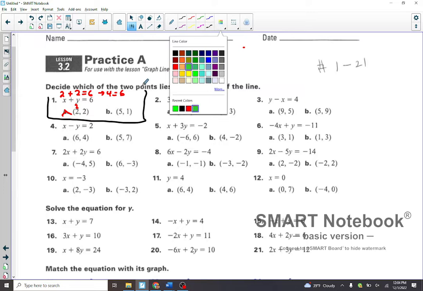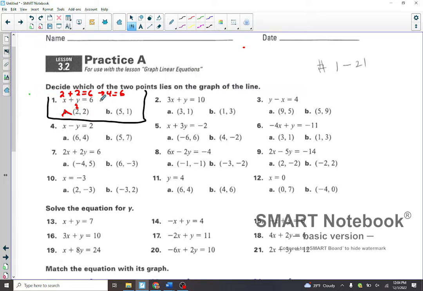Plug in B. In this case, 5 plus 1 equals 6. Does 5 plus 1 equal 6? Yeah, so B is my answer in this one. Each one is its own individual question where you check for A and B. Which one it is, you plug it in and solve. Would examples like this be on a test? Probably not written in this format.